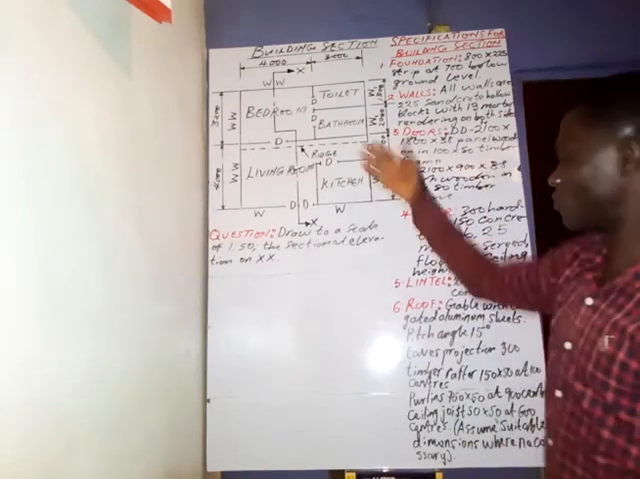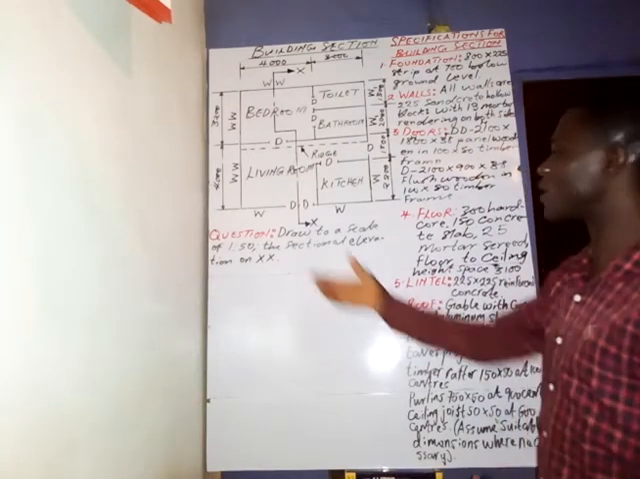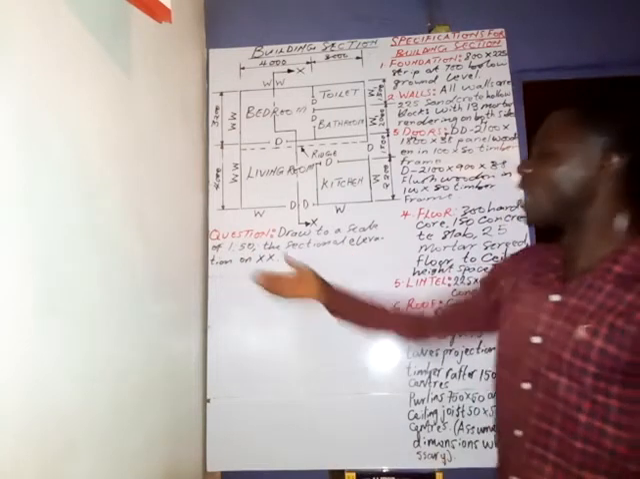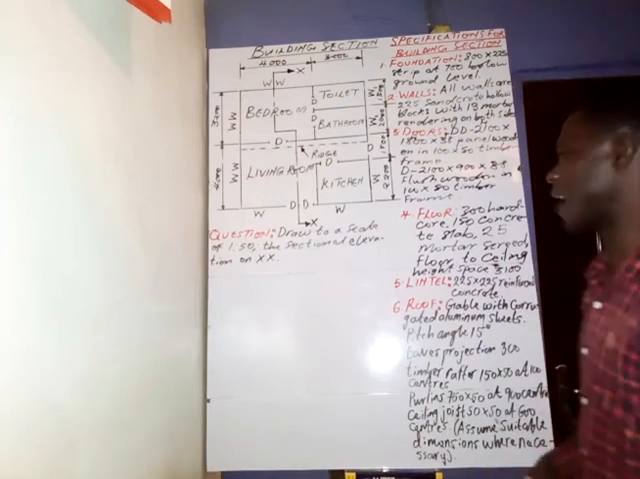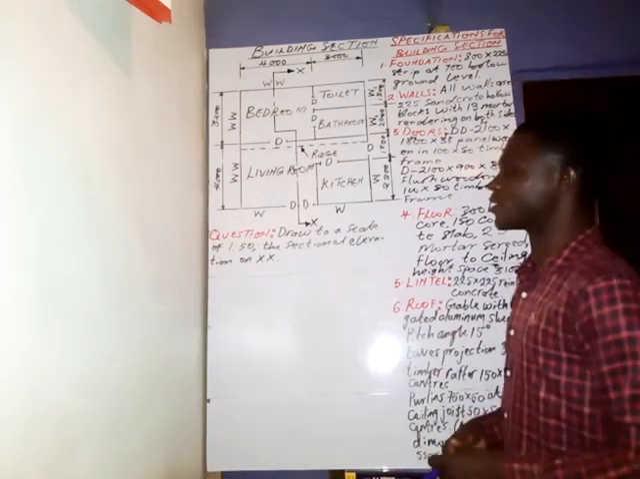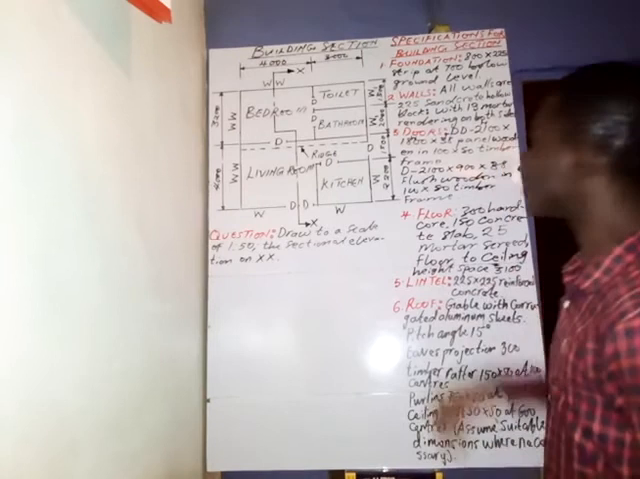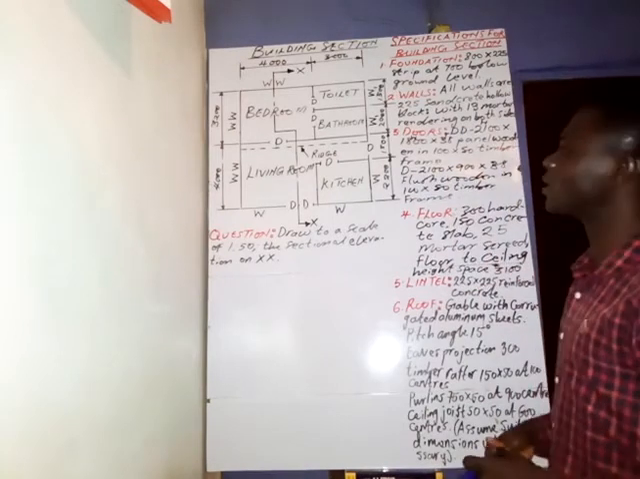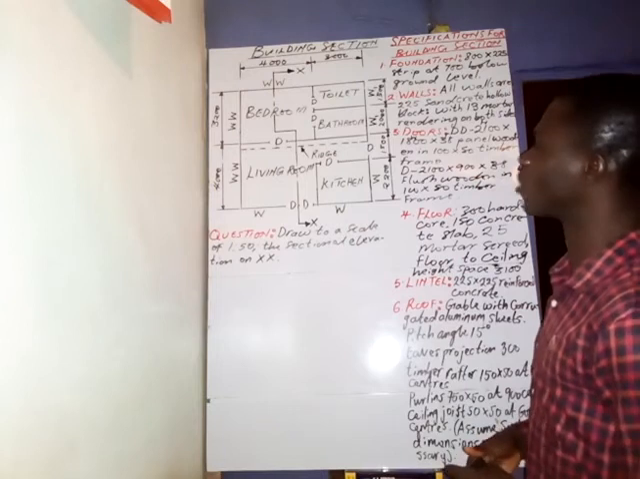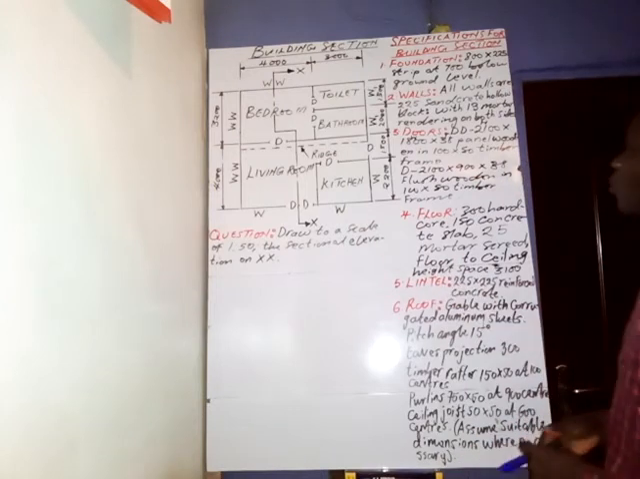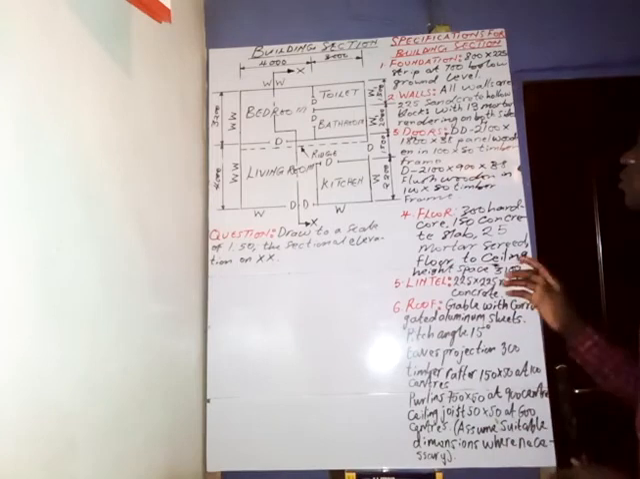Then let's come to the question here. We are to draw to a scale of 1:50 the sectional elevation on plane XX. So the scale that we are using here is 1:50. That means we are to divide each dimension by 50. Each dimension will be divided by 50. So that's what we are going to do. Very, very important.